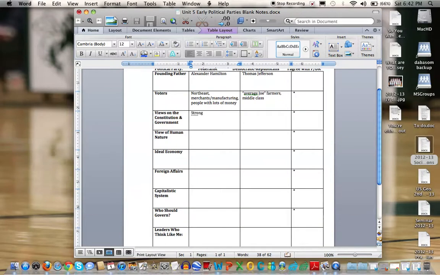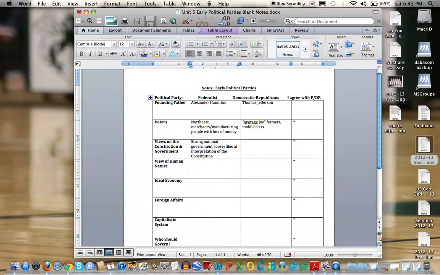The Federalist Party believed in a strong national government and a very loose, or liberal, interpretation of the U.S. Constitution. So they believed that the national government should have a great deal of power, and they also believed that we shouldn't take every single word that the Constitution says so literally, and that we should loosely interpret what it says, and that it was meant to be loosely interpreted.